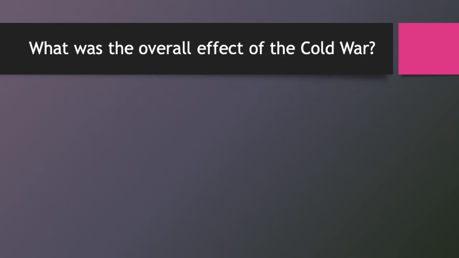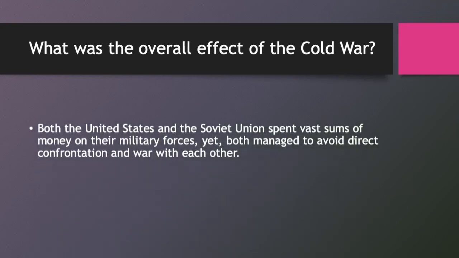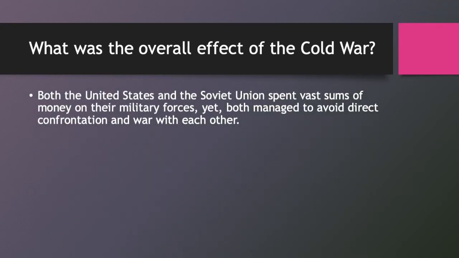All right, so what was the overall effect of the Cold War? Well, the big one is if we look at it, both the United States and the Soviet Union spent vast sums of money on their military forces, and yet both managed to avoid direct confrontation and war with each other. So with the Cold War itself, when we're talking about the two major superpowers, remember, no direct war between them. Instead, they engage in fighting through proxy wars typically, usually with military advisors or other people in place.